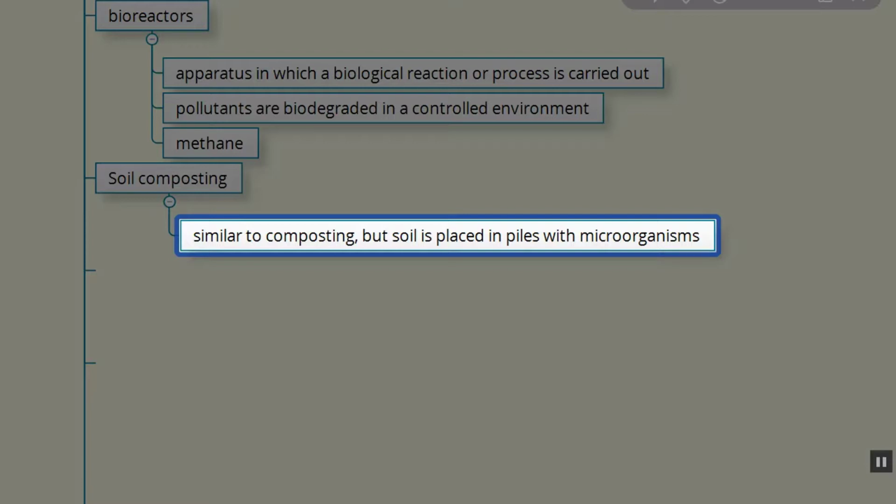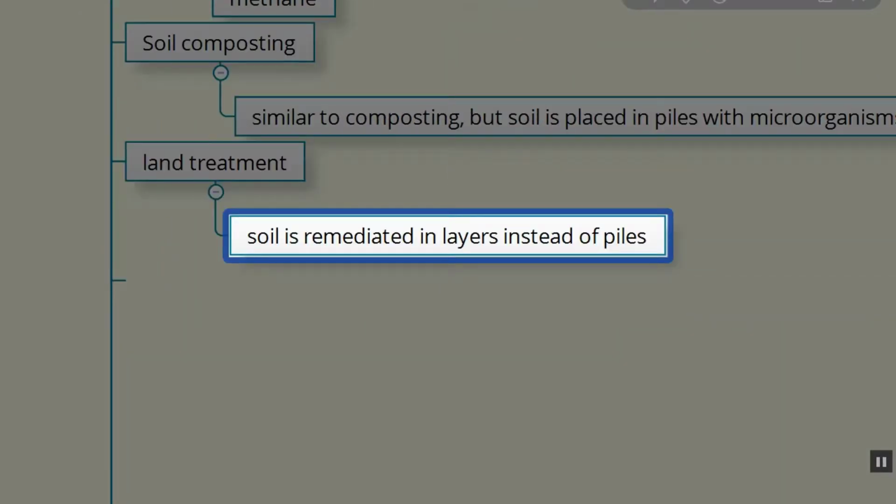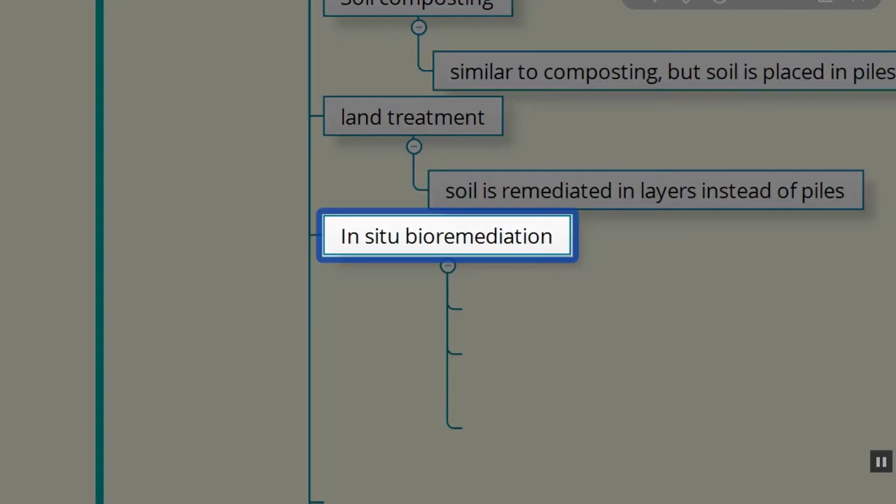And depending on which microbes, the environment and all, this may work for certain contaminants and not others. Then there's the land treatment, almost like lasagna gardening, to go ahead and introduce the appropriate microbes into various layers of the contaminated soil. Then there's in situ bioremediation.